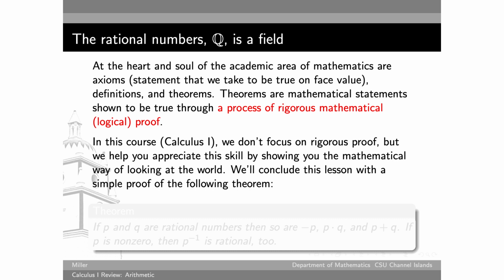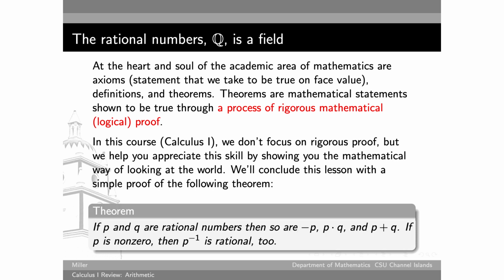We'll conclude this lesson with a simple proof of the following theorem. If p and q are rational numbers, then so are the numbers minus p, p times q, and p plus q. If p is not 0, then p to the negative 1 is rational too. And you'll remember that p to the negative 1 is the same thing as 1 over p.